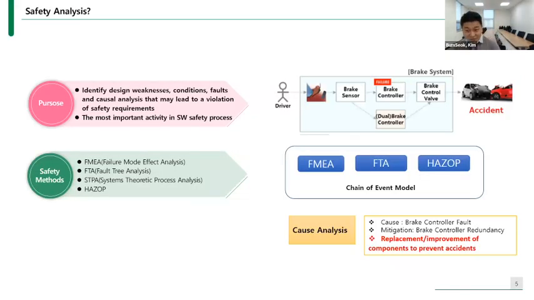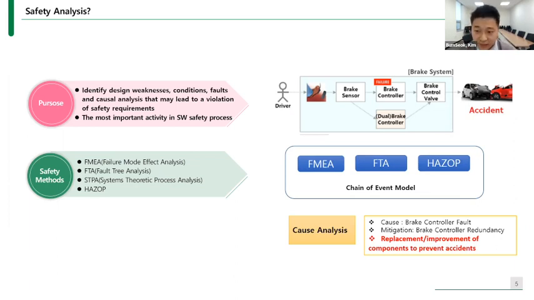Let's start. What is safety analysis? I think you most certainly know about that. A simple sentence is a method to prevent accidents in advance. The purpose is to identify design weaknesses and conditions first, and causal analysis that may lead to violation of safety requirements. And there are many safety methods such as FMEA, FTA, HAZOP, ETA, and so on.